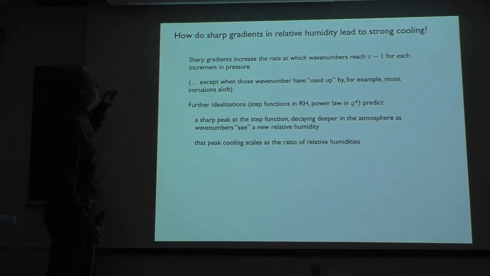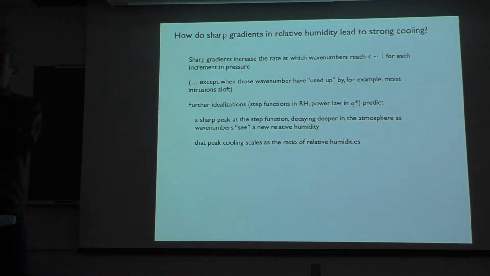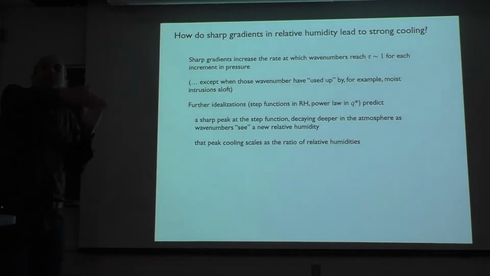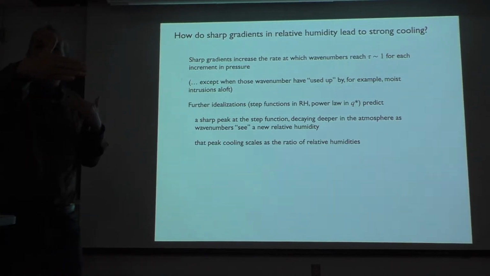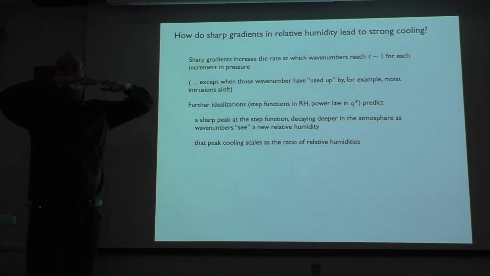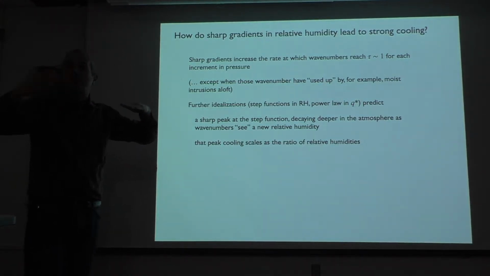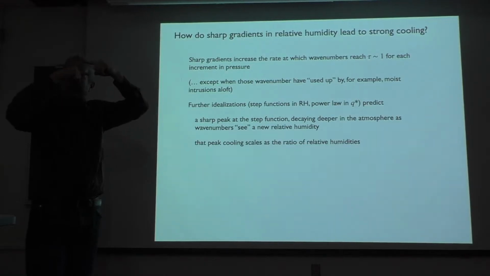So why is that? Well, the sharp gradients increase the rate at which that packet of wave numbers reaches tau equals 1, right? So you're going along and you're accumulating packets of tau equals 1 as you go down, and all of a sudden you've got a whole bunch more water vapor and a whole bunch of wave numbers are able to cool to space effectively, right? As you descend away from that step, the atmosphere becomes opaque again, or maybe the way to say it is that the relative humidity looks uniform because the radiation is happening, at any given wave number, from a relatively narrow height.